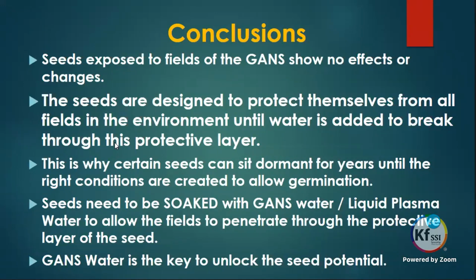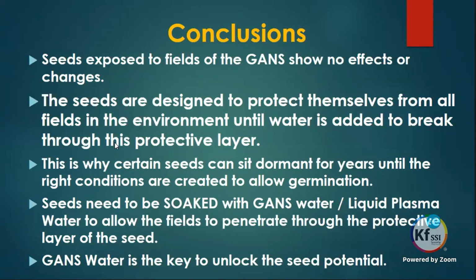Many a time we'll see in our garden that all of a sudden, in certain strange places, plants come up from seeds, but we've never had those in that area before, or they've only come up once a year. So the seeds are there, protecting themselves from the different environments, from the different fields. And this also explains why certain seeds can sit dormant for years until the right conditions are created to allow for germination.